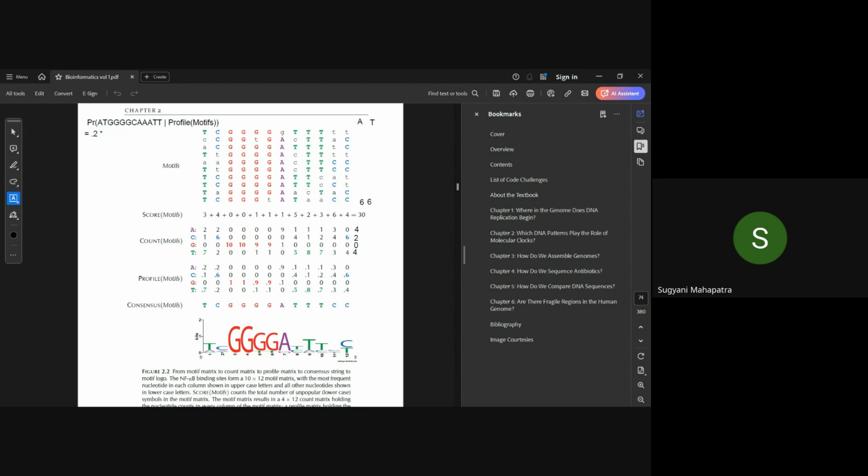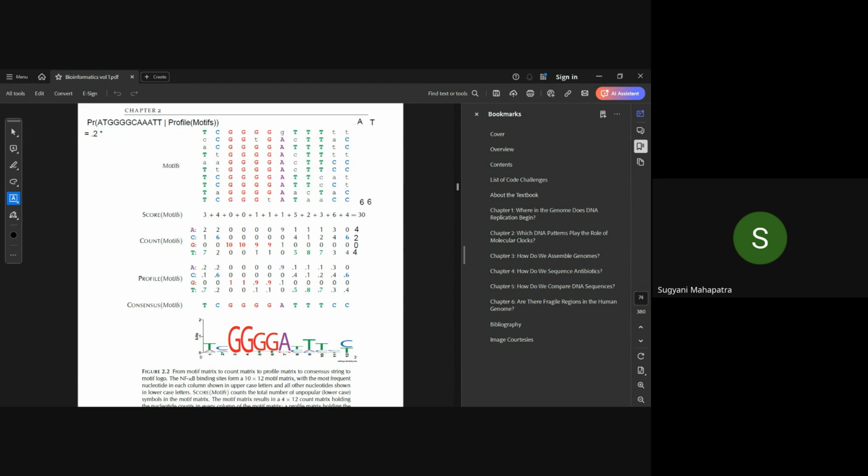These quantities, this score, count, profile, consensus, this probability. Can we discuss that right now? Based on this example, let us discuss that. No, no. We can't discuss that.